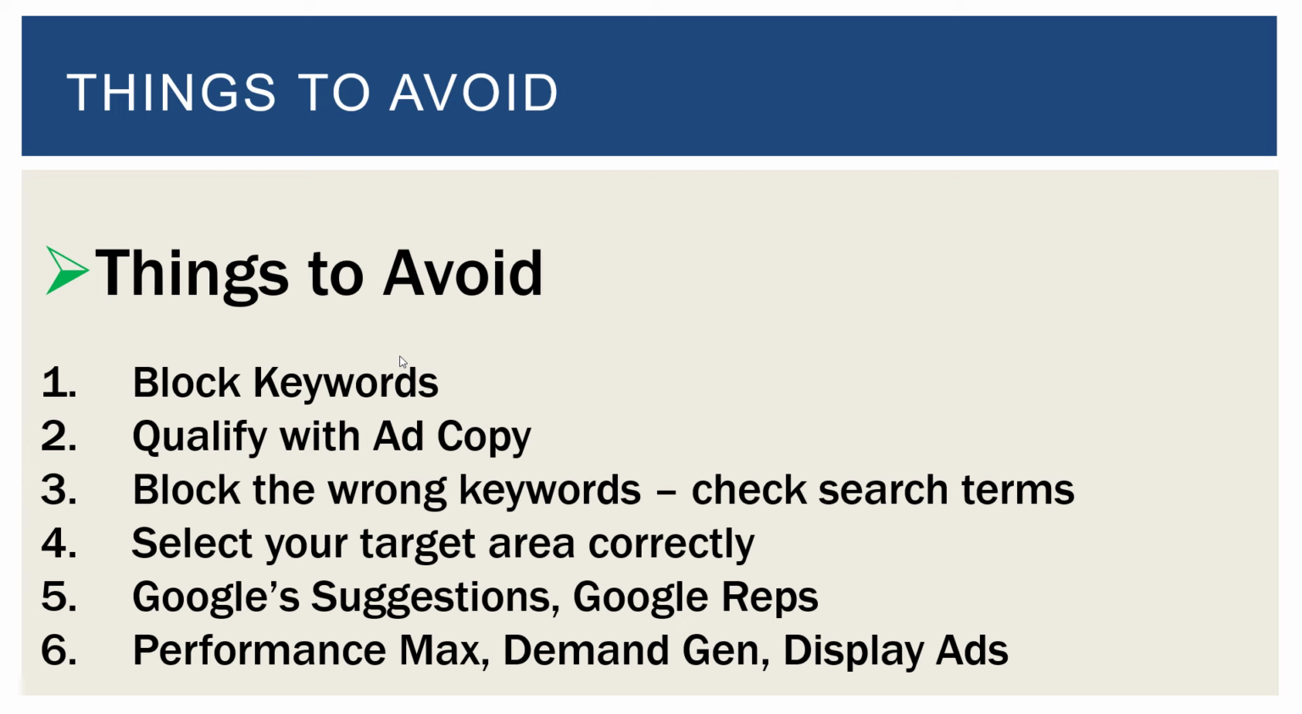And second thing is qualify them with the ad copy. Again, if you have a minimum spend, or you only do B2B or only B2C or only local, something that qualifies them with the ad itself, that's very easy to do, so you can avoid getting the wrong type of leads and block the wrong keyword. So just check your search terms constantly so you can avoid wasted spend. See what actual search terms you're showing for.